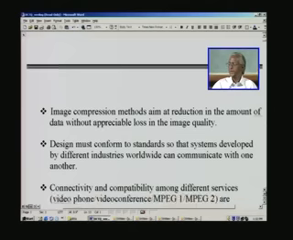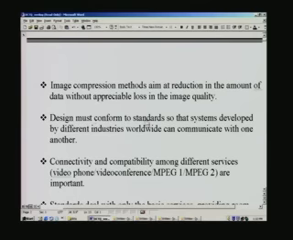These designs will have to conform to standards, otherwise there is no communication between one design and the other. Also important is the connectivity and compatibility among different services, for example video phone, video conference, MPEG 1, MPEG 2 and so on. We will see a little more detail next. Design must conform to standards so that systems developed by different industries worldwide can communicate with one another.